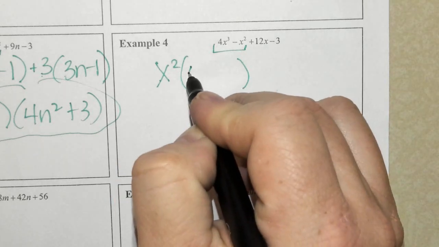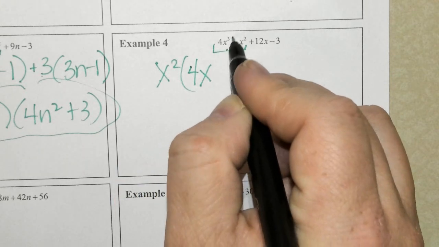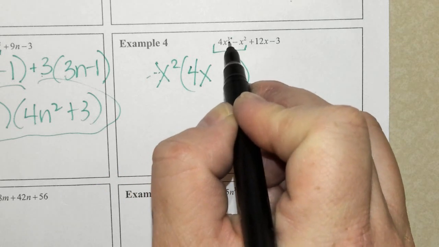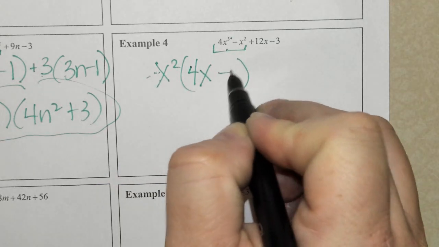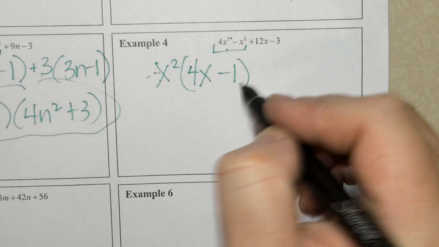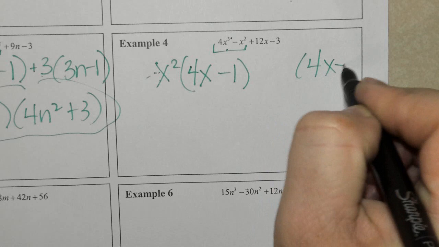X squared times 4x is 4x cubed. I have to attach an additional x on to raise it up to 3x's. X squared times negative 1 is negative x squared. Whatever's in parentheses is copied and pasted back.